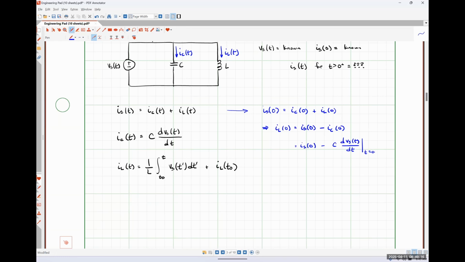Now that we know what IL at 0 is, we can plug that into our integral expression for IL, and then we can fully define what our inductor current is for all time. And then we simply add those results together. So it is genuinely a tricky problem. I have set up, I would say, 85-ish percent of the problem for you. I'll leave you to bring it home, but if you have any questions about it, obviously, you're welcome to ask.